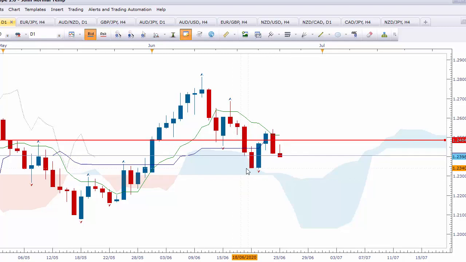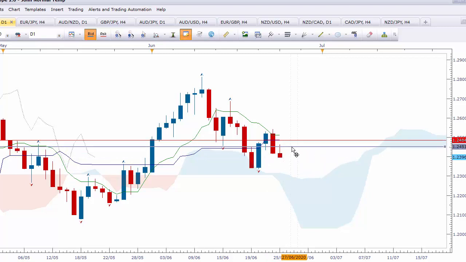Okay, nothing's 100% certain, right? But we just need to put the probabilities in our favour. Nothing's certain. You will lose trades. We all lose trades. Everybody loses trades. Okay, and we will get the odd loser here and there. The idea is to put the probabilities in our favour. Okay, keep a tight stop loss.